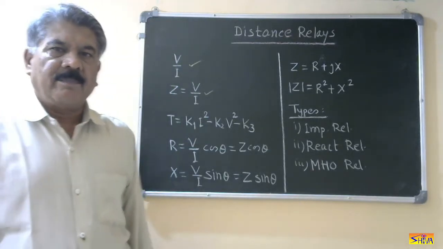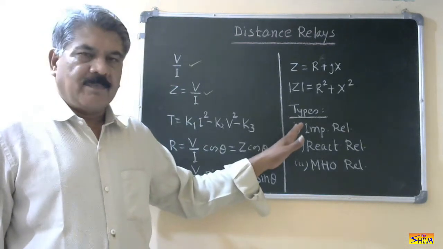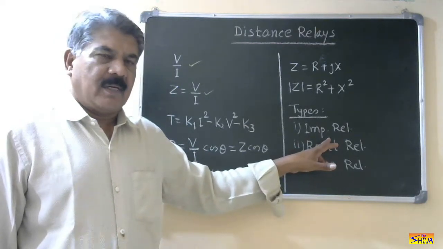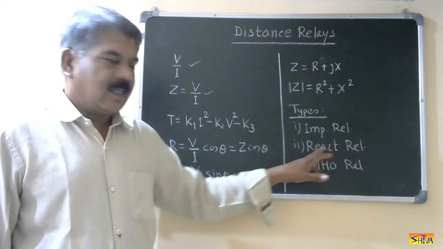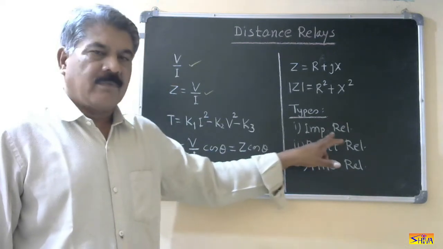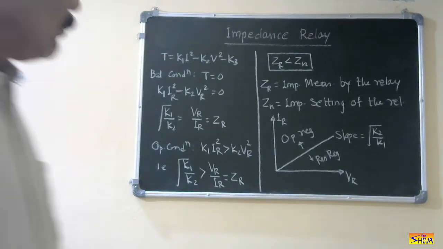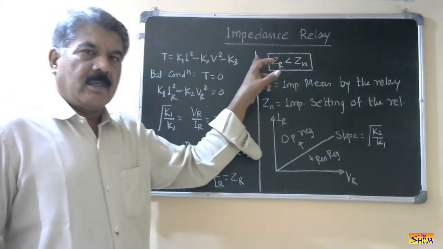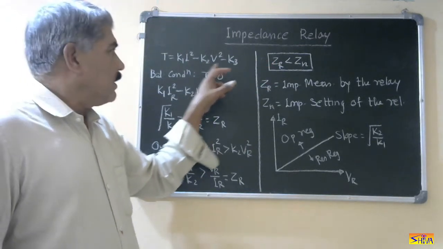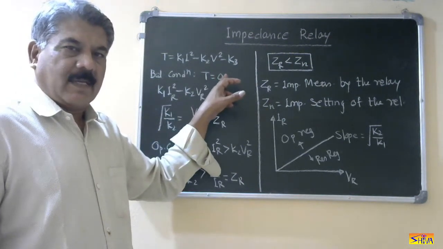Now depending on the characteristic of the relay on Rx diagram, the conventional relay characteristics obtained are classified as number 1, impedance relay, number 2, reactance relay, and number 3, Mho relay. So let us start with the first one, that is impedance relay. We start with the torque equation. T is K1 I square minus K2 V square minus K3.